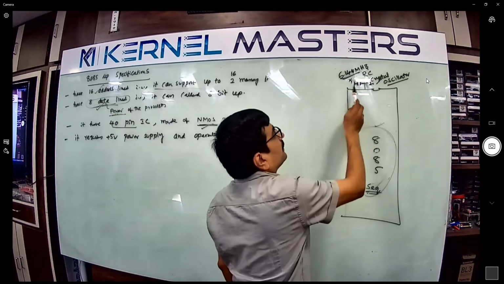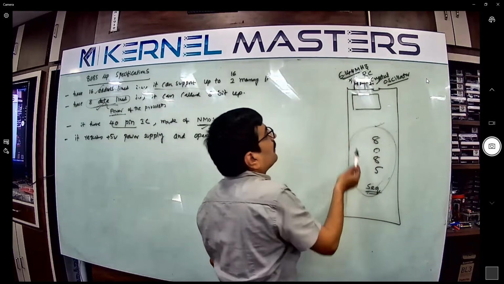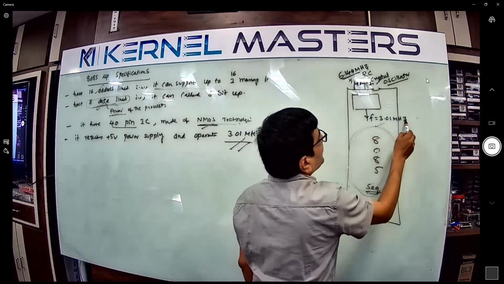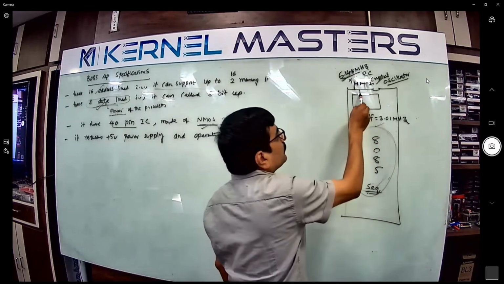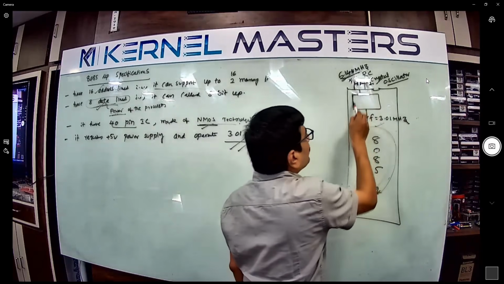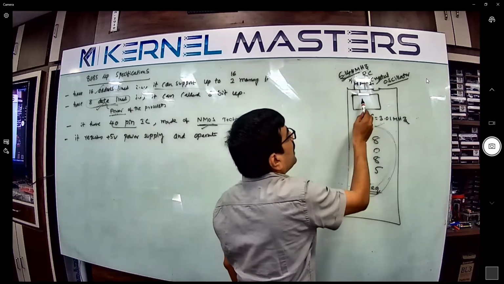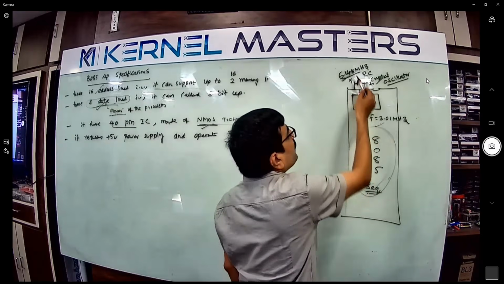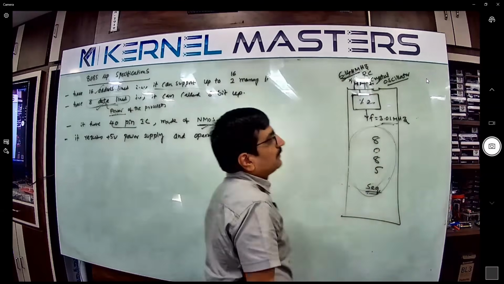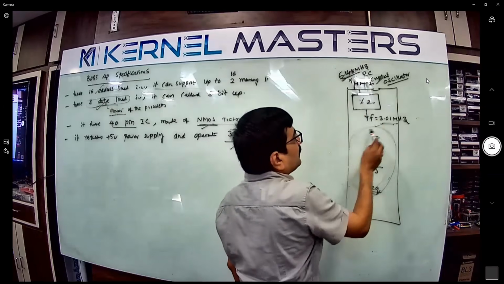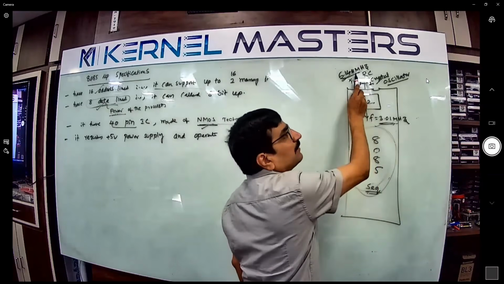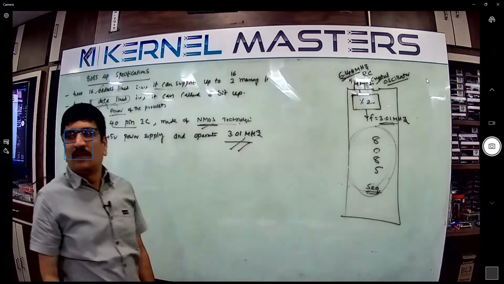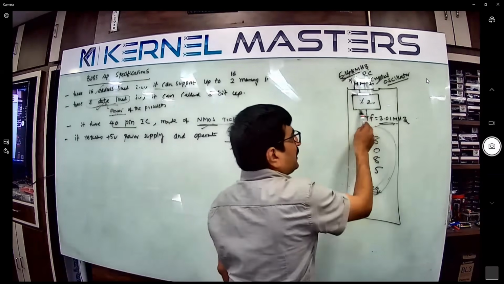So what happens here? The requirement is a frequency of 3.01 megahertz, but the crystal available is 6.14 megahertz. So we need an on-chip clock divider circuit. An on-chip divide-by-2 circuit is there, and 6.14 divided by 2 gives 3.01. The required crystal is not available, so we divide by 2. That's why you study a clock divider circuit.